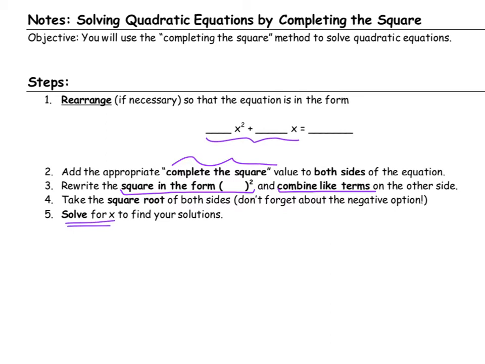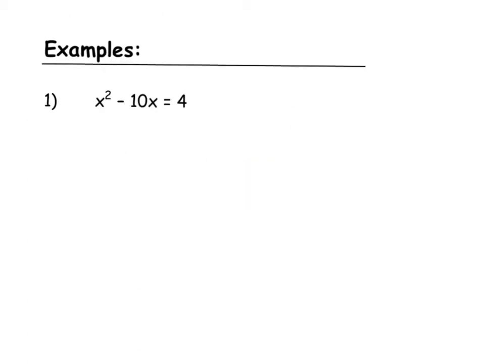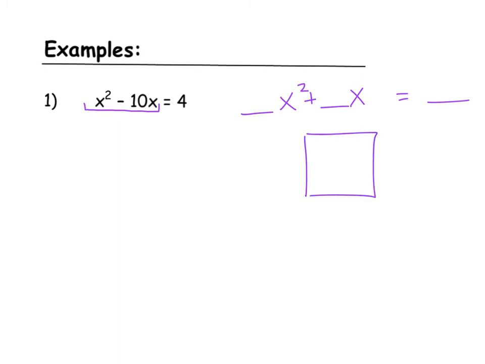So let's take a look at our first example. In our first example, x squared minus 10x equals 4. Well, we already have our setup of something x squared plus something x equals some number. So that's great. My next piece is to complete this square. So I'm going to make a little area model off to the side here.